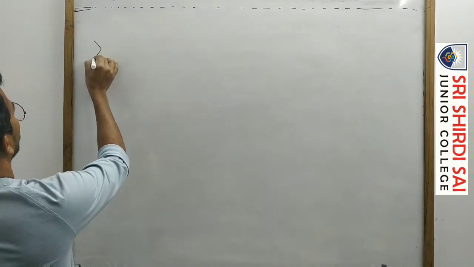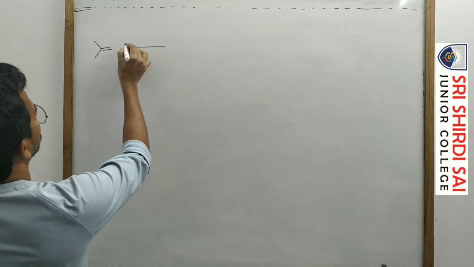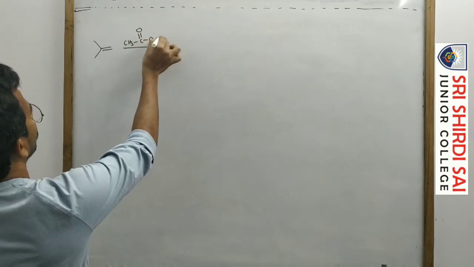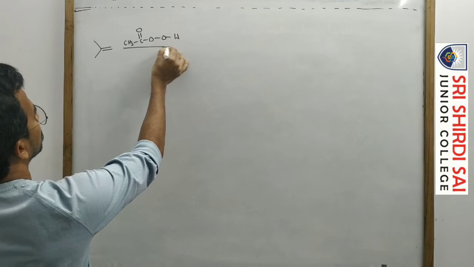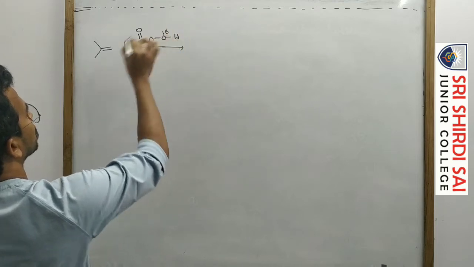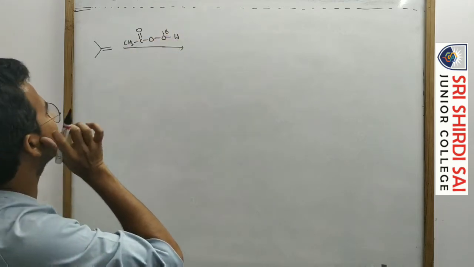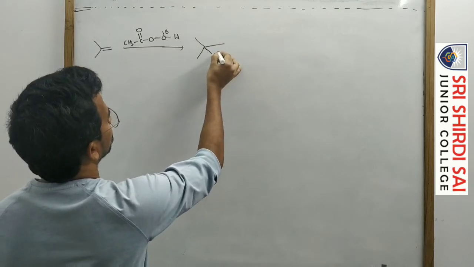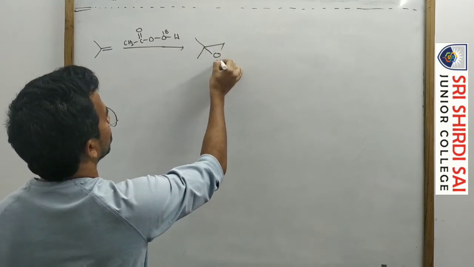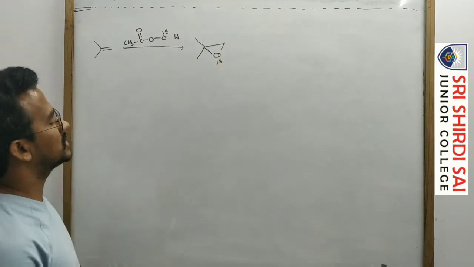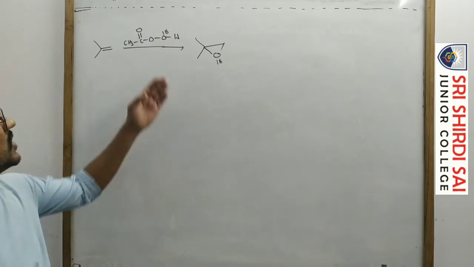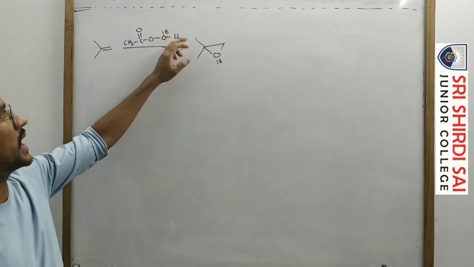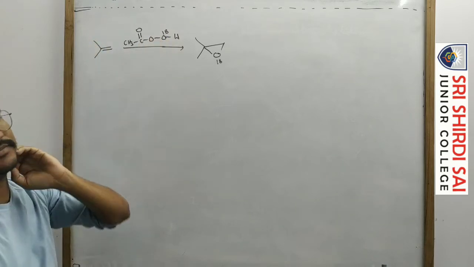See this one. This is isobutene on treating with peracetic acid, CH3C double bond OOH. Okay, this is the 18 actually. So epoxide is formed. With the epoxidation, the oxygen addition takes place. Which oxygen is added to the alkene? The oxygen which is attached to the hydrogen is added to the alkene.